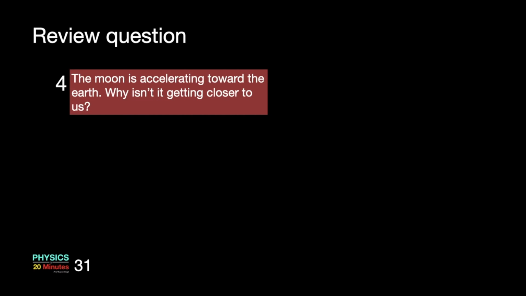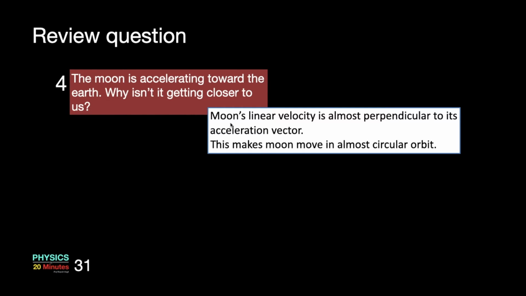Moon is accelerating towards Earth. Why isn't it getting closer to us? Moon has a large linear velocity, and the linear velocity of the moon is perpendicular to its acceleration vector. So whenever linear velocity is perpendicular to the acceleration vector, the orbit is going to be almost circular. And that is why, even though it is accelerated towards Earth, it is not moving towards Earth. It's going in a circular orbit.